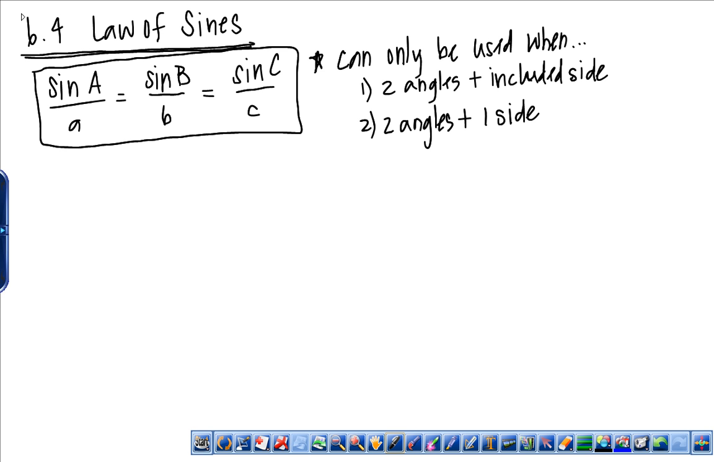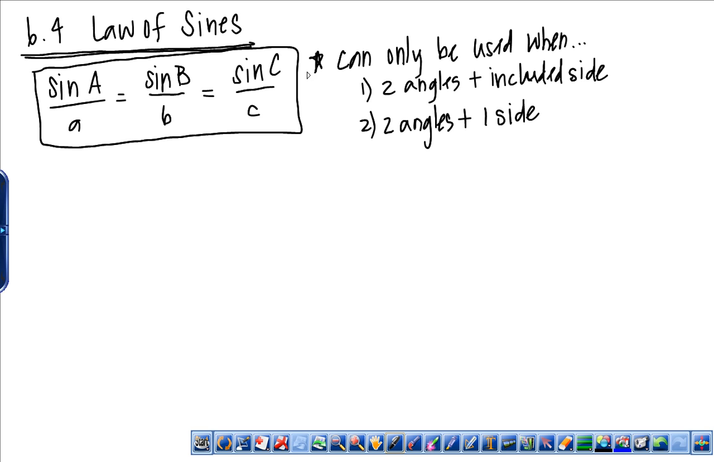Okay, this is 6.4, Law of Sines, and I've already written out my formulas. Remember, you've got the sine of the angle A over the side a is equal to the sine of angle B over your side b is equal to the sine of angle C over your side c. Remember, you can flip all of this and it's still equivalent. And these are just like proportions.